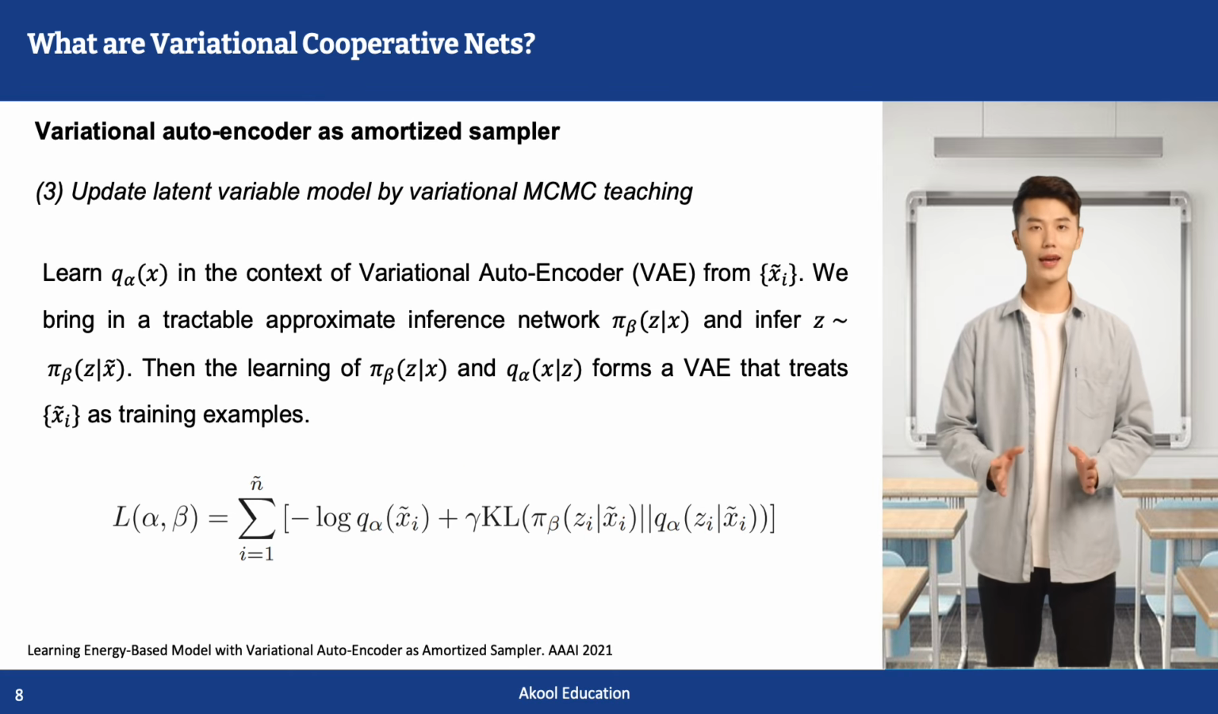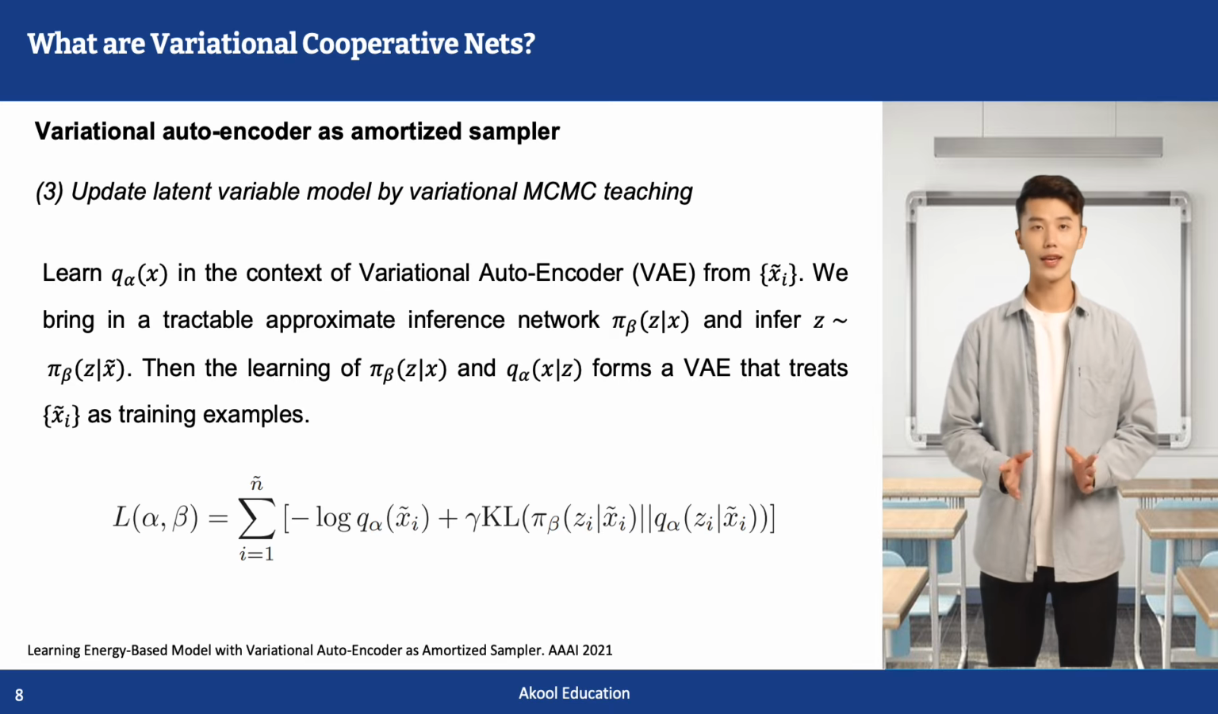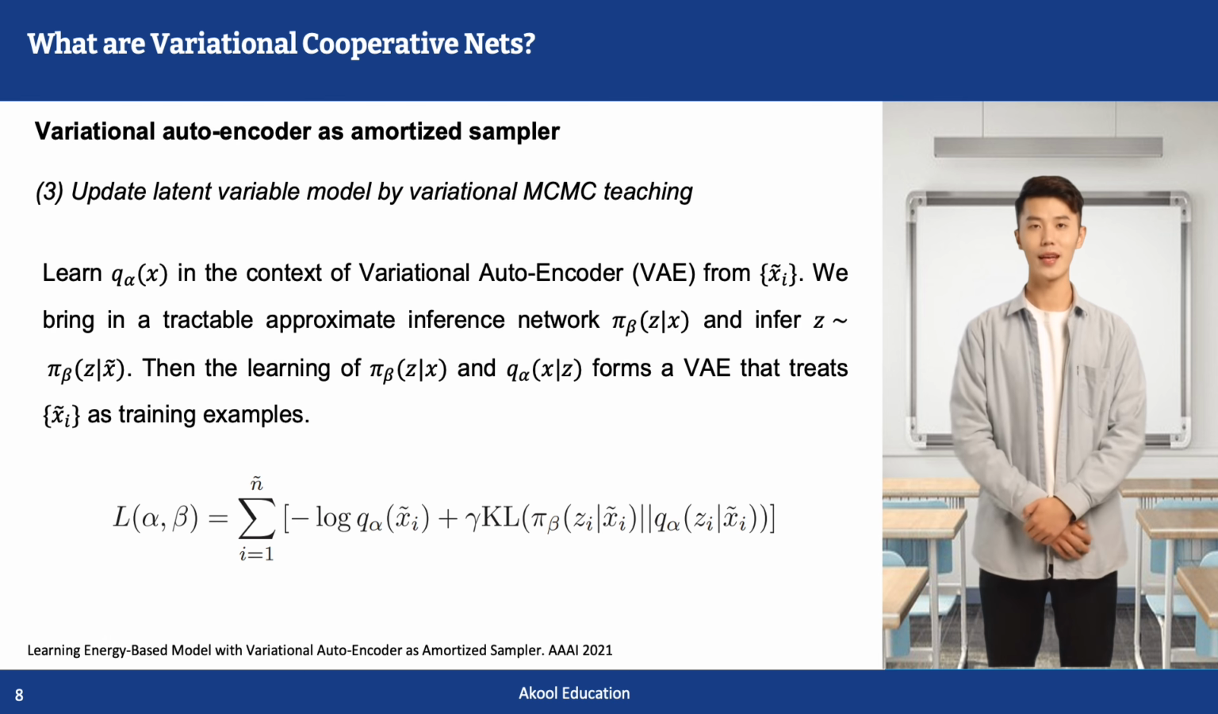In the final step, we update the variational autoencoder through variational MCMC teaching. This process treats the samples generated by the ancestral Langevin sampler as training data for the variational autoencoder, allowing it to learn from these refined examples. In essence, the variational autoencoder absorbs the knowledge distilled by the energy-based model, effectively encoding the energy-based model's knowledge into its latent representation.